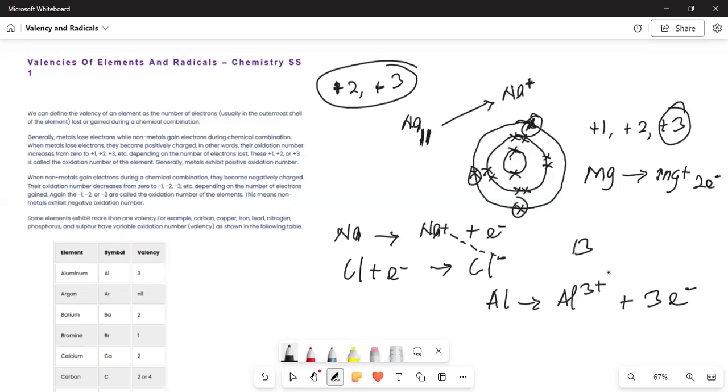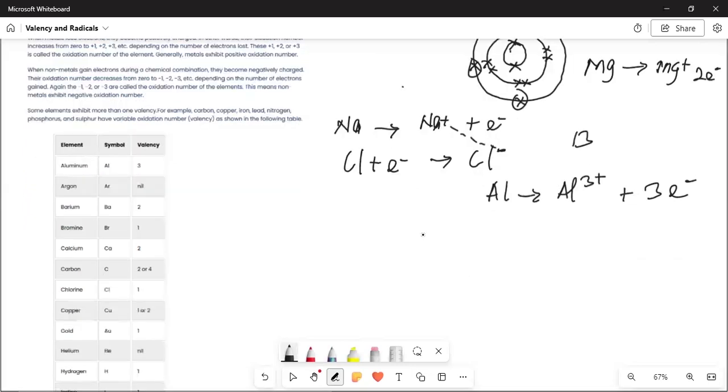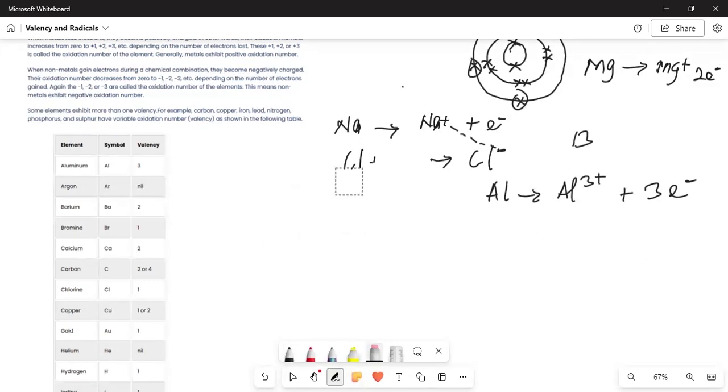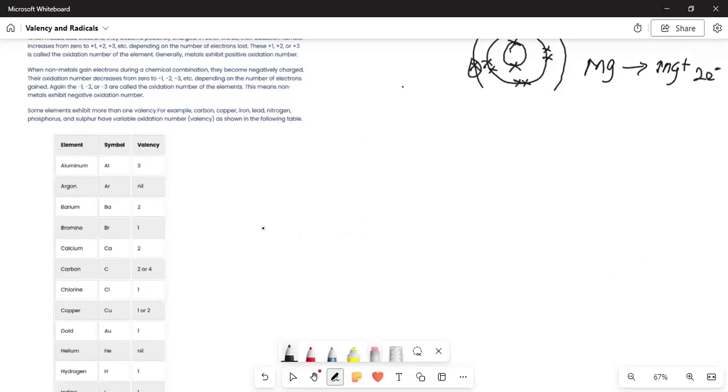The point here is the valency of metals are usually plus, while that of non-metals are minus, because metals lose electrons to become positively charged, while non-metals accept electrons to become negatively charged. So when writing the valency of metals, we use a positive sign, but for the valency of non-metals we use a negative sign. And for their oxidation number, some of them have more than one valency, while some others have just one. So the first one here, aluminium, is 3. That's 3 electrons in the outer shell.